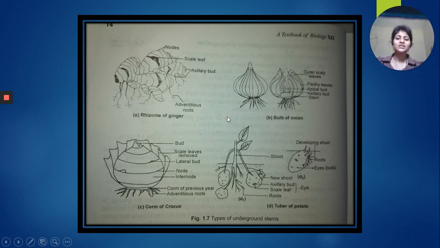Next one is the corm of crocus. Crocus or colocasia. These corms are just like the bulbs, but here the stem itself swells and forms the underground stem. And this stem is covered with some scaly leaves, and under the scaly leaves some lateral buds develop which can grow into a new plant. Here also the terminal bud will form the flowering shoot, and the lateral bud will give rise to a new plant.